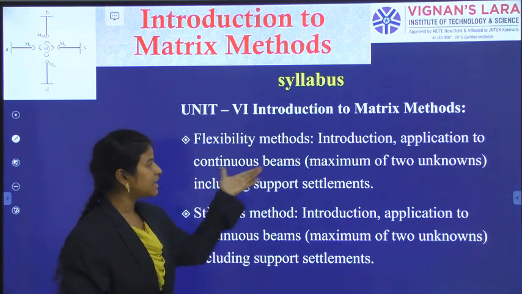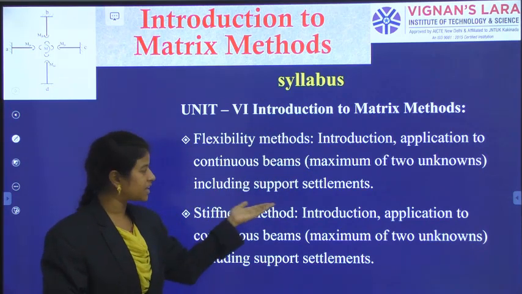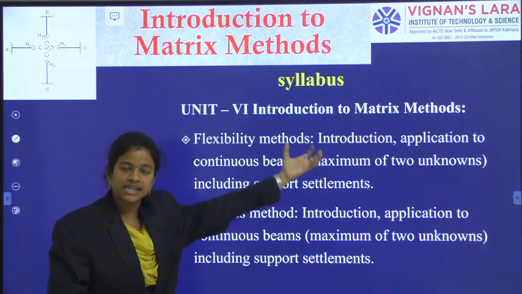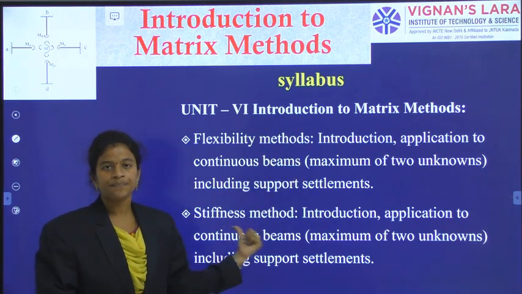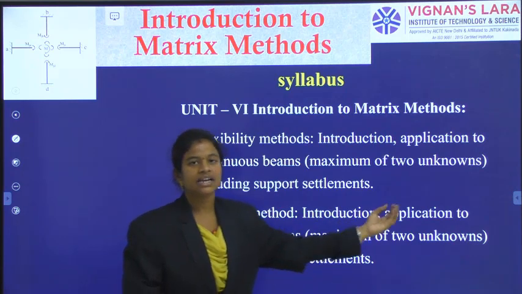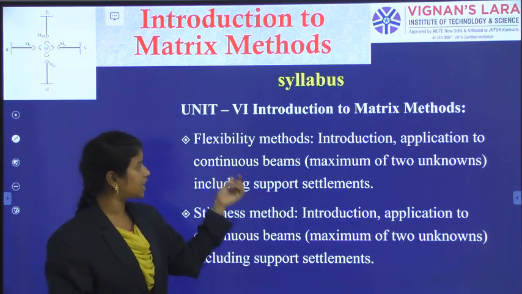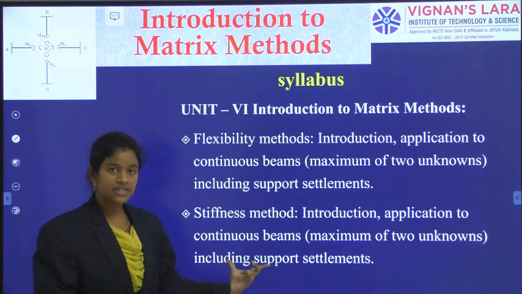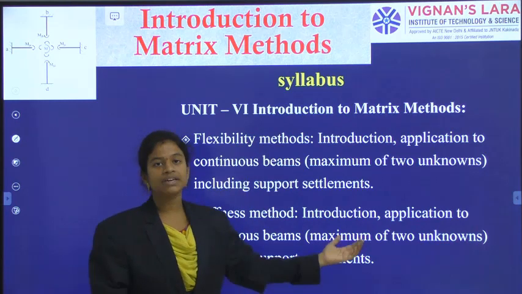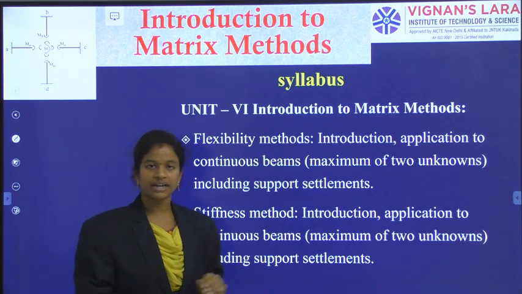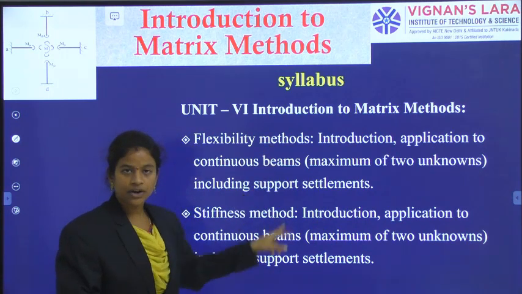And then the beam supports including the sinking condition. These concepts, we will involve the same combination, we will deal with the stiffness method. Again, introduction and application of the stiffness matrix method or stiffness method, anything is okay, to the continuous beam having a highest of two unknowns only, and involving the support settlement conditions also. So this is our whole syllabus.